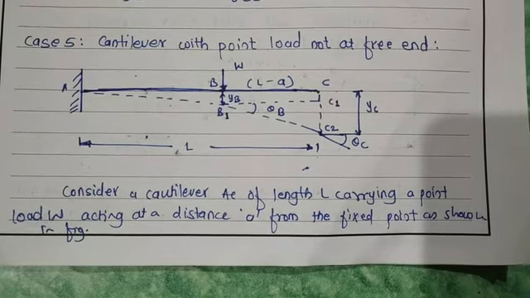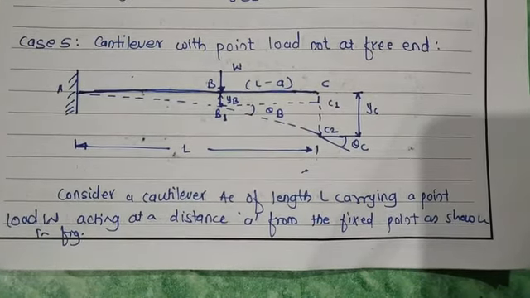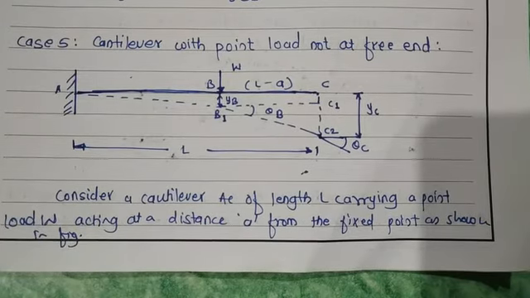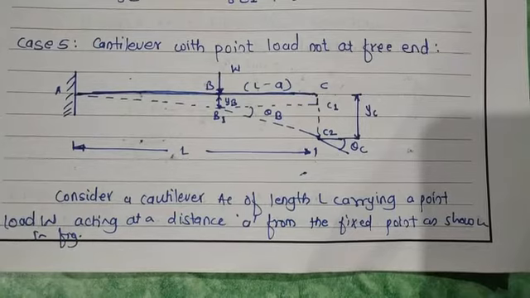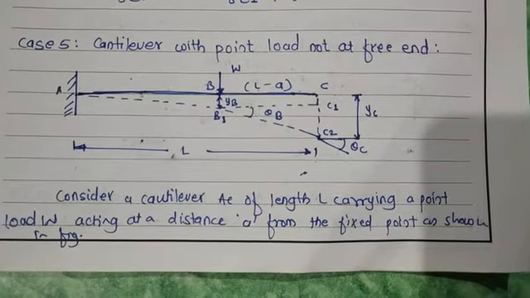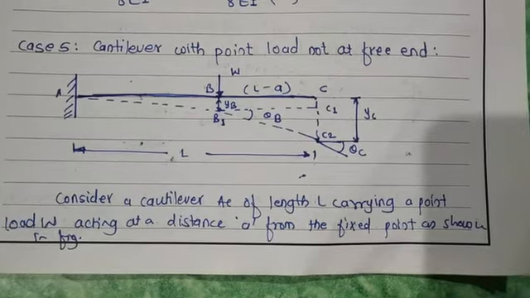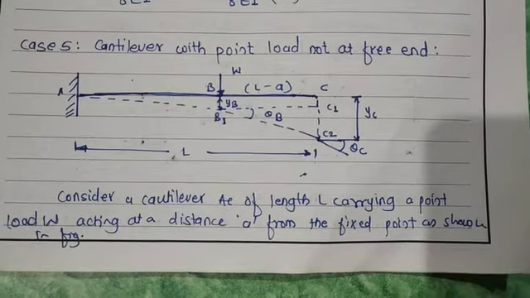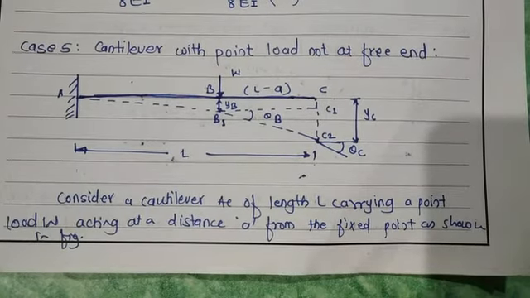Now we are going to discuss case number 5 of unit number 5, that is beam deflection. Case number 5 is a cantilever beam with point load not at the free end. In the previous one we saw a cantilever with point load at the free end. Now we are going to see this special case, a cantilever with point load not at the free end.